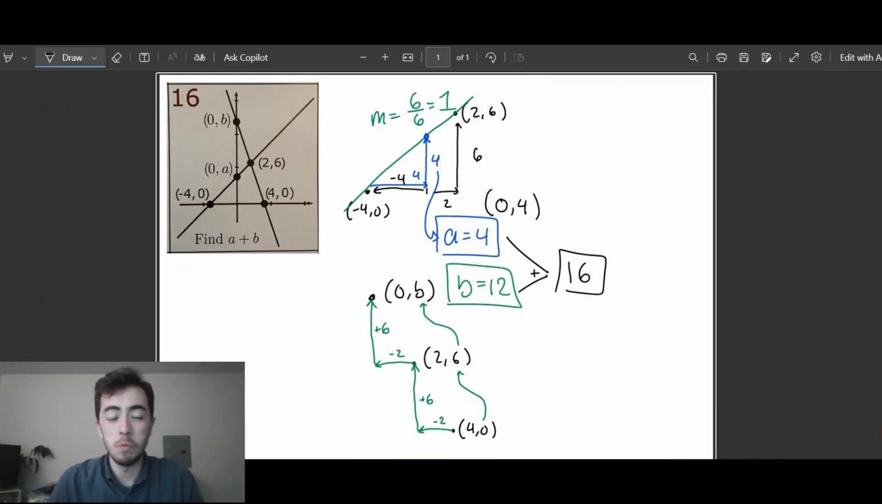I don't really want to go into the equations of these lines. I think for this one, all we really had to do is count our rises and our runs and use a conceptual understanding of slope.